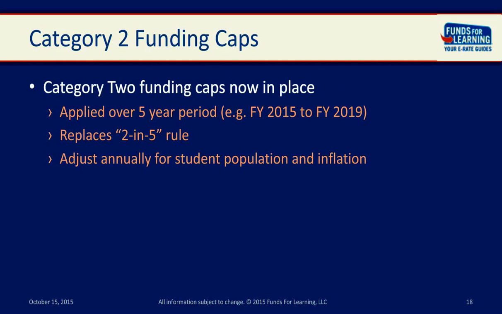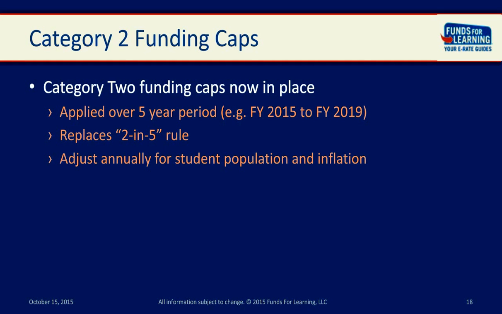And when we talk about Category 2 services, it's important to know that there is what we call a Category 2 budget, or in reality it's a funding cap. So the FCC has placed an upper limit on the amount of money that any given school can receive in the form of discounts on Category 2 purchases. And there's a way that we calculate that, and we'll talk about it today.